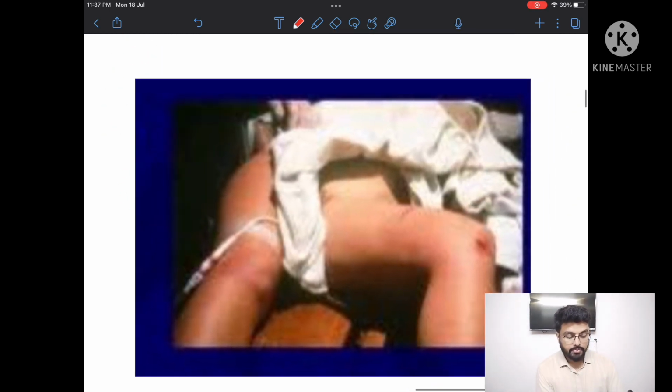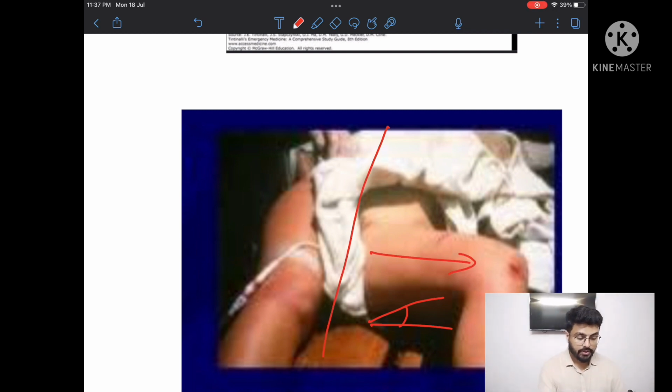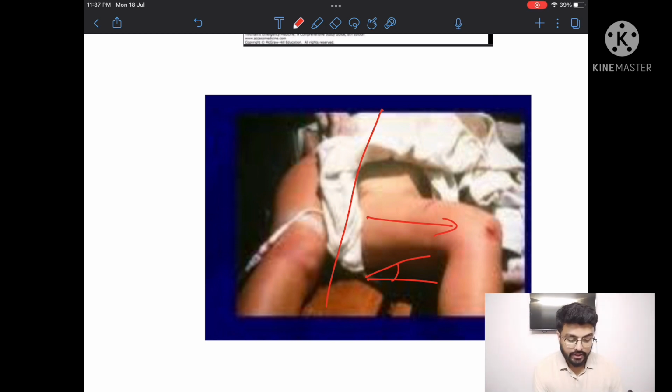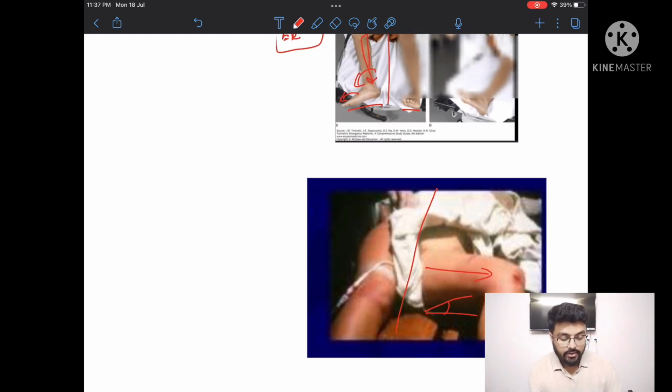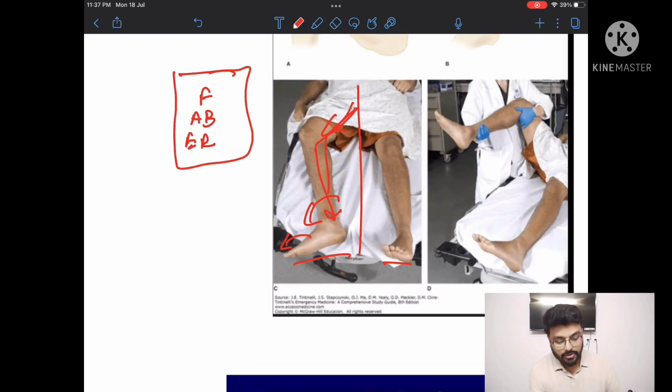So this patient has a problem in the left lower limb. Again, it is flexed. Okay, it is abducted. This is the midline. It is completely pointing all the way outwards, and it is externally rotated. Okay, so this is the clinical feature which is seen in anterior dislocation of hip.